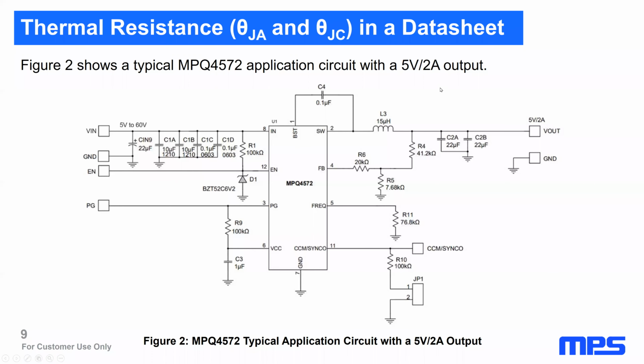Here we see a typical application of the MPQ4572 DC-DC converter with a 5-volt, 2-ampere output. We take this IC as an example in the webinar.